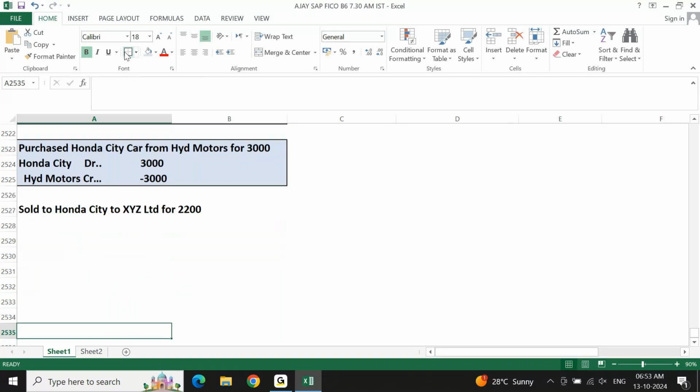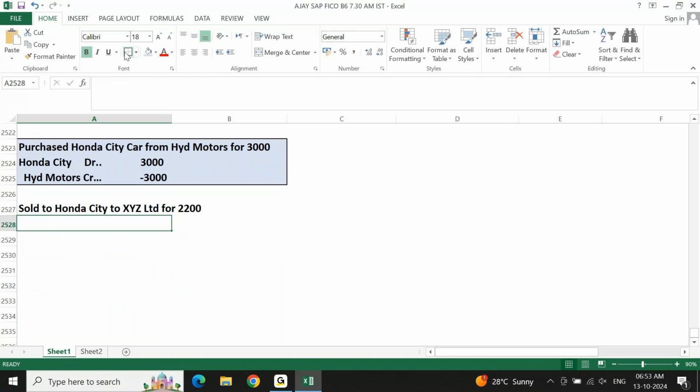What about this? XYZ Limited debit, Honda City credit, 2200. And then 2200.